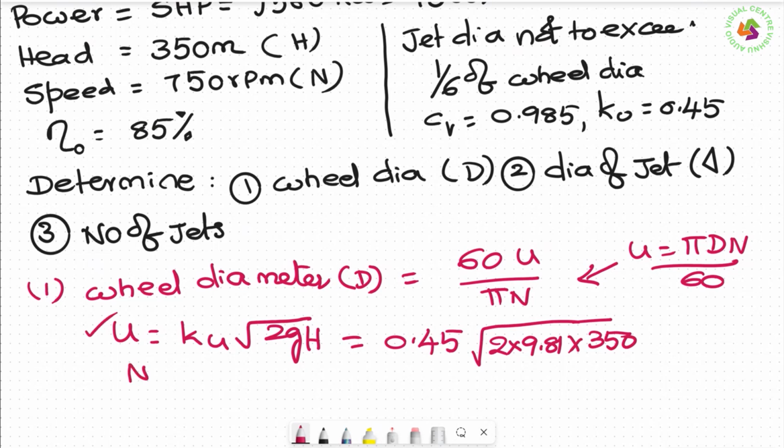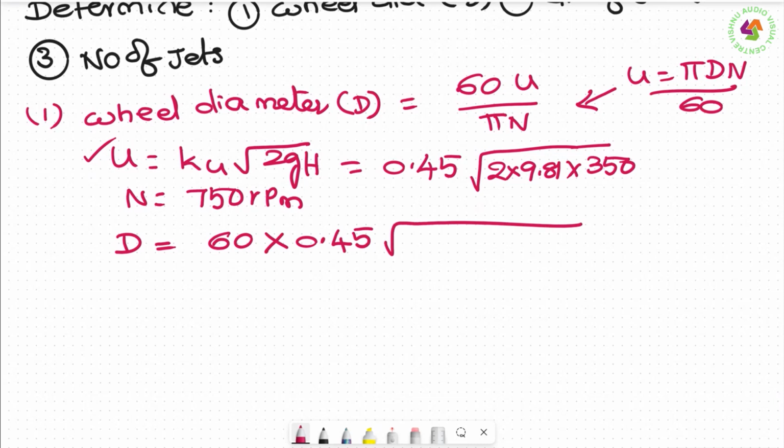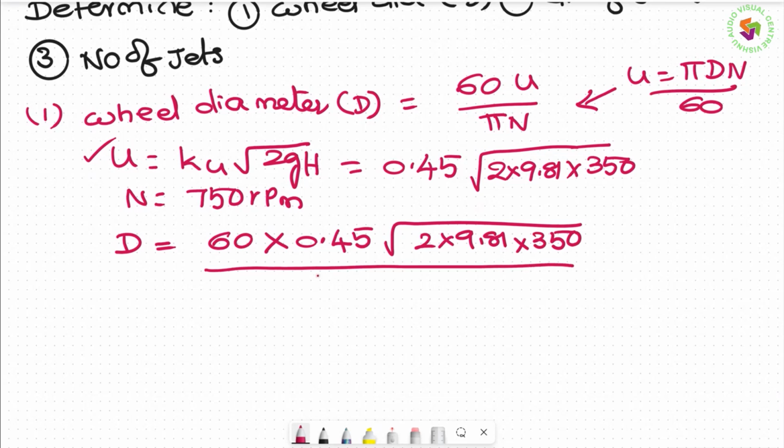So already N is equal to 750 RPM. Substitute it directly. Therefore D is equal to 60 into 0.45 into root of 2 into 9.81 into 350, divided by pi into 750. If you solve this, you are going to get 0.95 meters. Over.